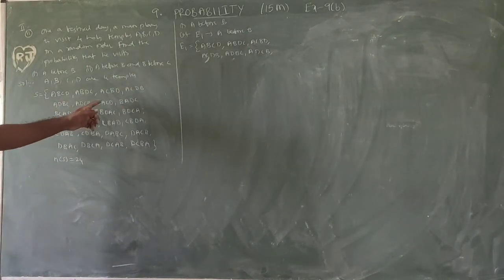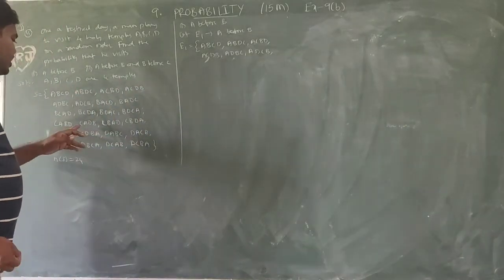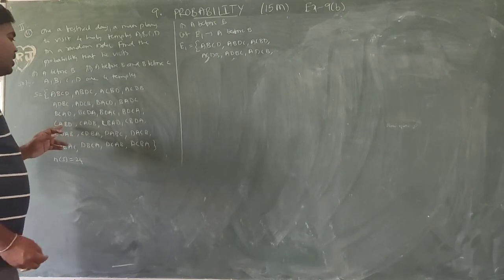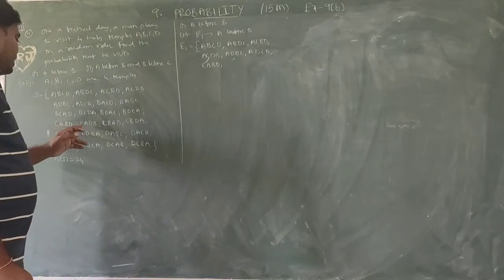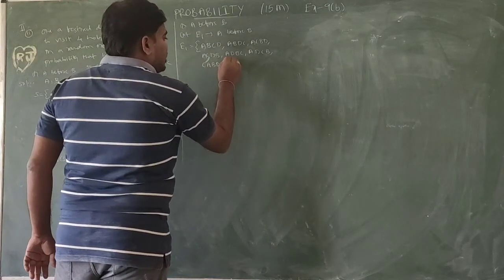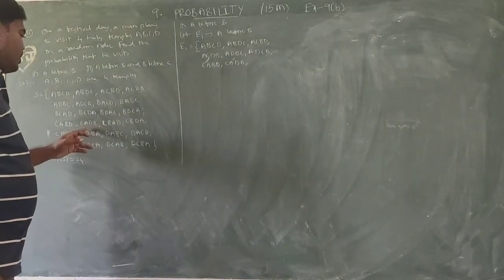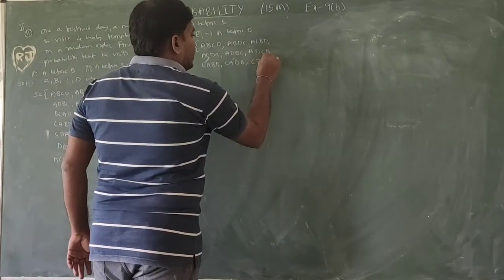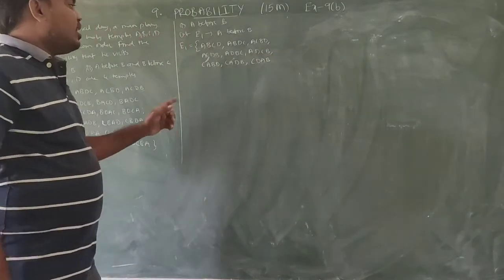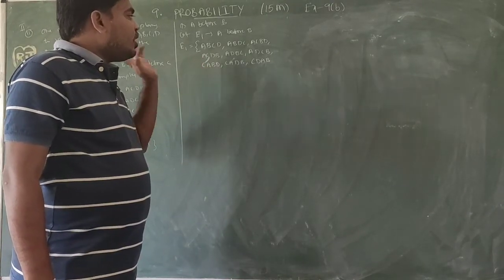Next, I don't want to take starting with B. If it starts with B, A is after B. So I don't want B first. Taking C first: C, A, B, D; C, A, D, B; and one more, C, D, A, B. If we observe all these three, of course C is first, but after A comes only B.